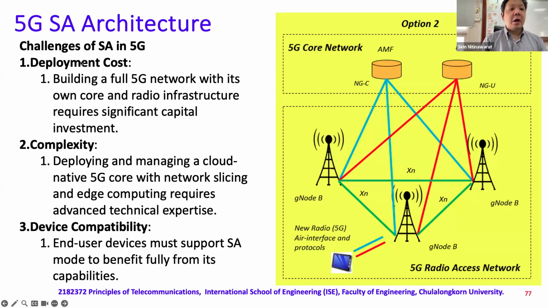But of course, it is costlier to deploy 5G in the standalone mode because you have to build new infrastructure, and also the new core network in addition to the infrastructure for the new radio, right? In addition, the operators also need to deploy and manage these cloud native cores to enable important features like network slicing and edge computing.